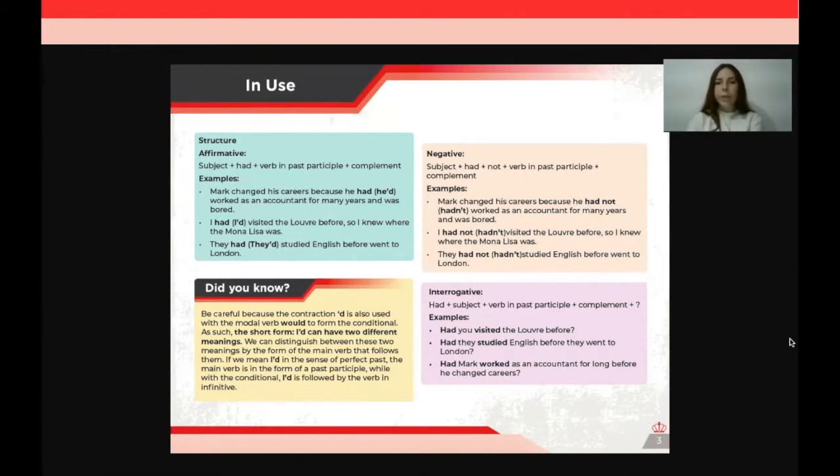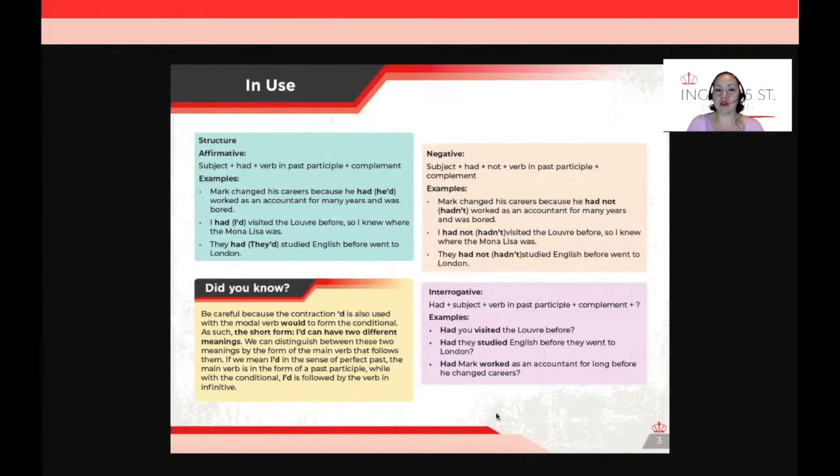Okay, interrogative. Had plus subject plus verb in past participle and complement and the question mark. Examples. Had you visited the Louvre before? Had they studied English before they went to London? Had Mark worked as an accountant for long before he changed careers? Okay, so as you can see here, it's kind of different because we are going to start with the had, then the personal pronoun or the subject, and then the verb in past participle, okay?